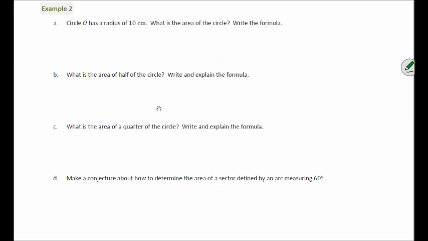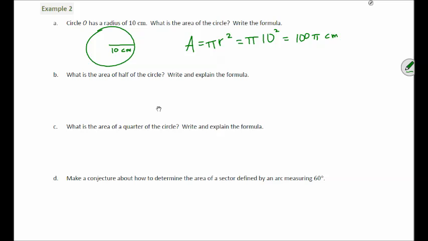A says circle O has a radius of 10 centimeters. What is the area of the circle? Well, here's a circle, and the radius is 10 centimeters. And I know that the area of a circle is pi r squared. So this is pi times 10 squared, or 100 pi square centimeters.